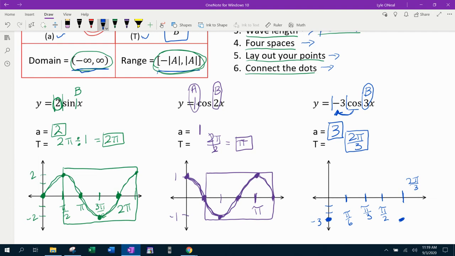So now that we know what those are going to be labeled, we're going to go to step number 5, which is lay out your points. Notice I'm starting at -3, so I'm going to go up to the x-axis, and then I'm going to max out at +3, and then I have to head back down to the x-axis and then bottom out. And then step number 6, connect the dots. We're going to connect the dots just like so.